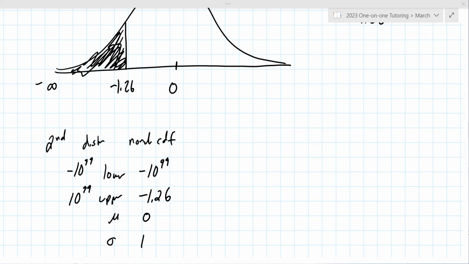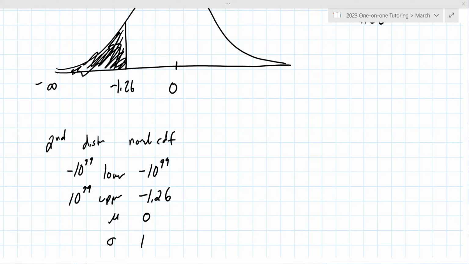And so then is the whole answer to the problem -1.26? No, you have to go back to second distribution normal CDF to find the area under the curve. Oh, so you use the same thing that we used last problem? Yes. Give that a try.